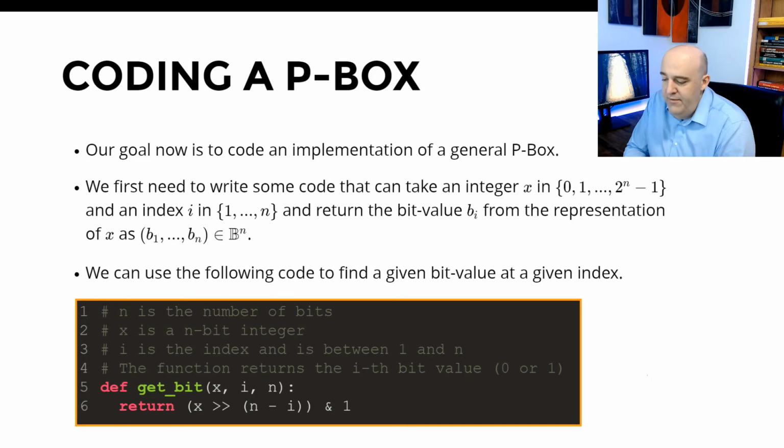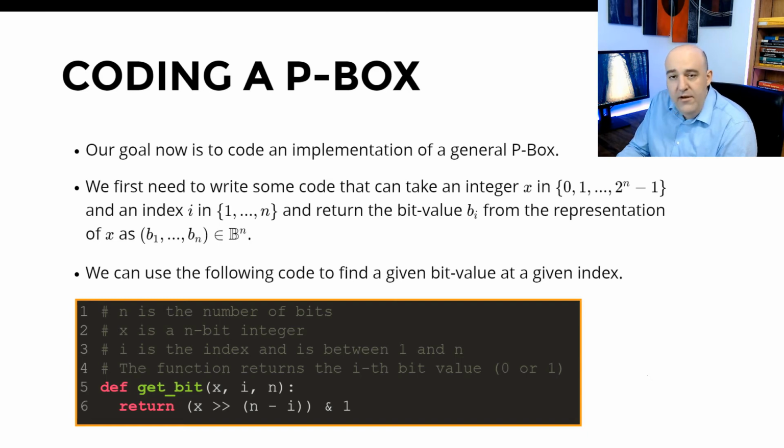So we can achieve that through this little function here. How do we grab that bit? Well, we first do n minus i, and then we right shift x over by that much. And that puts the bit of interest in the least significant spot. And then to grab it, we do an AND with 1. And that will mask off all the bits that are not significant, and it'll just grab the least significant bit. And that'll be the bit we're looking for.